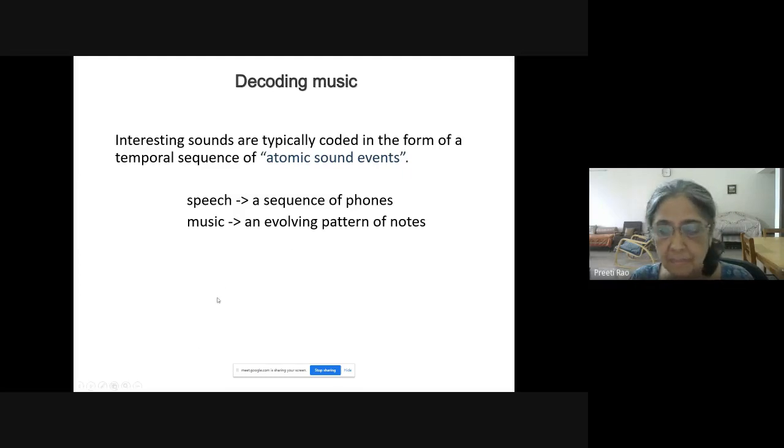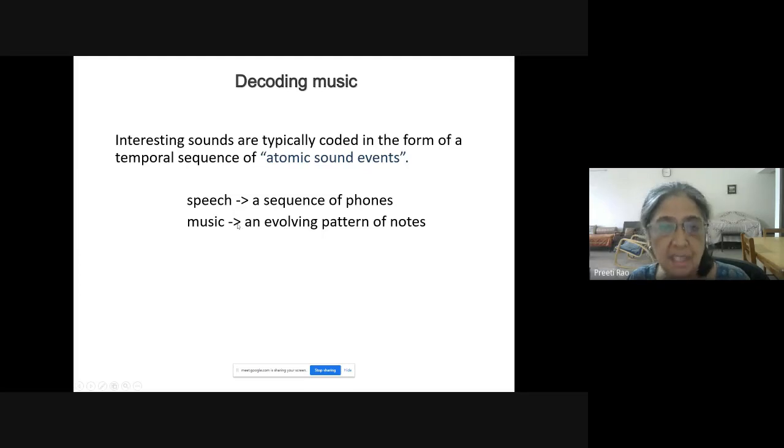So let's talk about what we mean by decoding music. In the sense, we are trying to analyze music in terms of some more basic components, and what are those basic components? It turns out interesting sounds are typically coded in the form of a sequence of atomic sound events, by which I mean very basic components. For example, we could look at music as an evolving pattern of notes. Very simply, we could say that a piece of music is really revealing to us a sequence of notes as they are evolving in time.